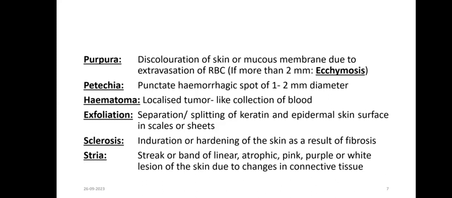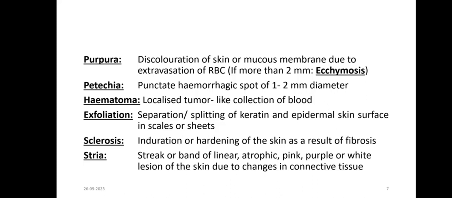Hematoma. Next comes exfoliation. We discussed excoriation, an itchy lesion due to scratching, where the scratch marks will be there, which are linear or semilunar. But exfoliation is shedding of skin, the keratin. The epidermal skin surface will get separated in the form of scales or sheets. It may be in the form of plaques or in the form of lichenification, but the skin will get exfoliated. Dermatitis is a very common example, as is psoriasis. Sclerosis is induration or hardening of the skin as a result of fibrosis. Induration or hardening of skin.